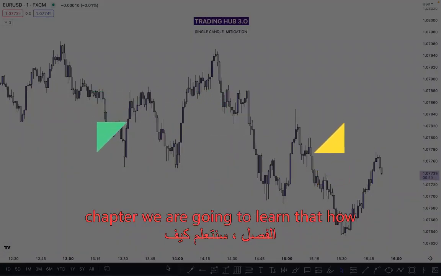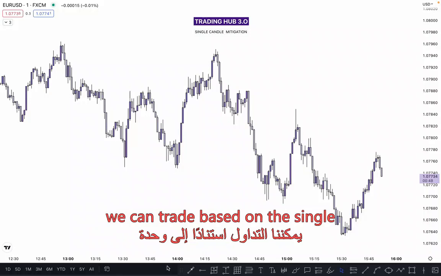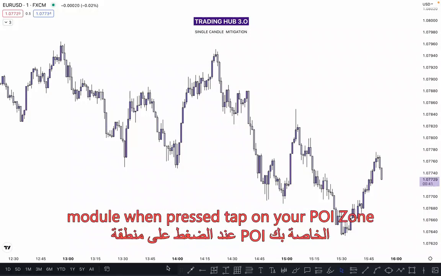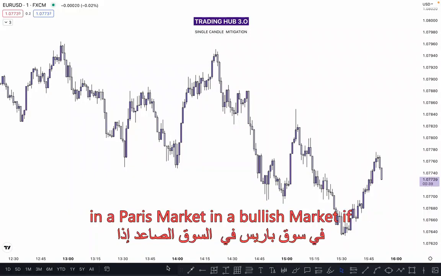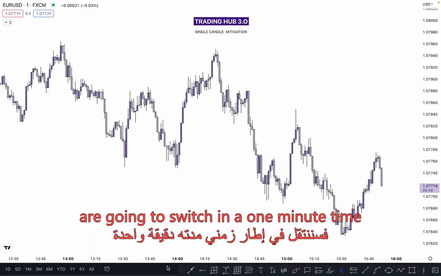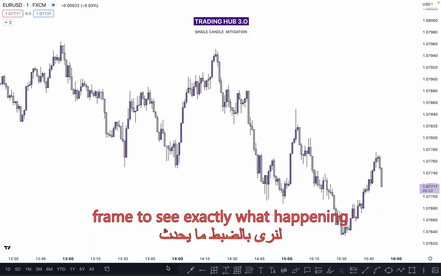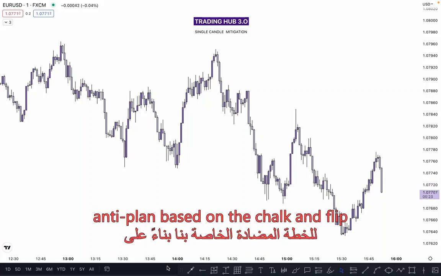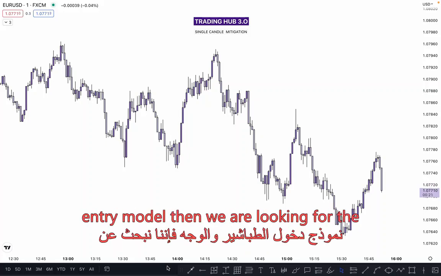In this chapter we are going to learn how we can trade based on the single candle mitigation and sweep entry module. When price taps on your POI zone in a bearish market, or in a bullish market, if the market has taken out the inducement, then we switch to a 1 minute time frame to see exactly what is happening there. If everything fits our entry plan based on the CHoCH and flip entry model, then we are looking for the buy and sell.